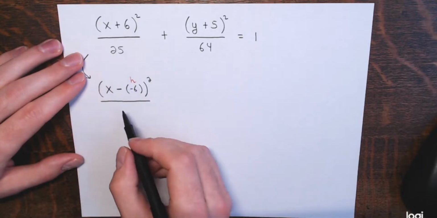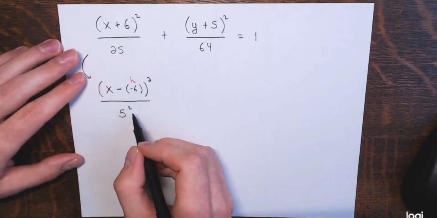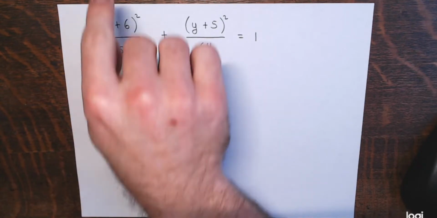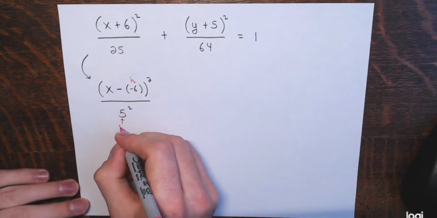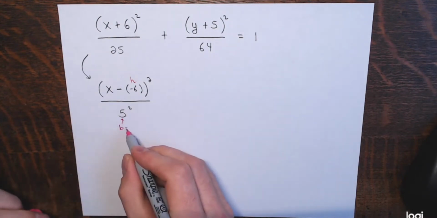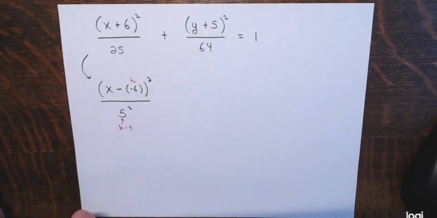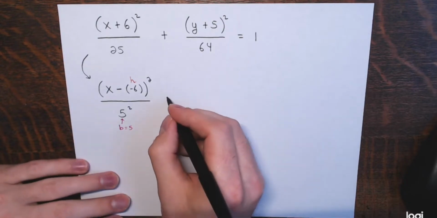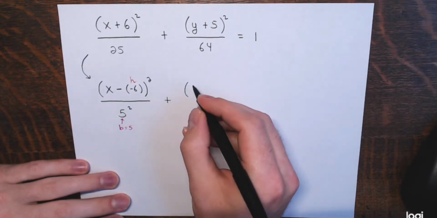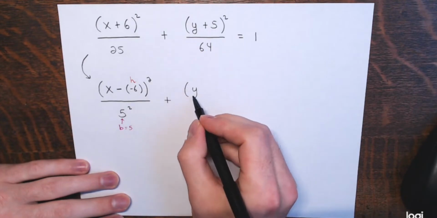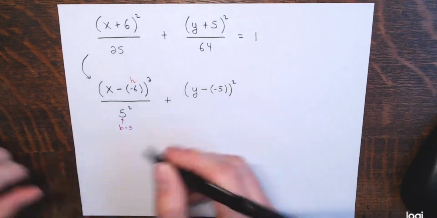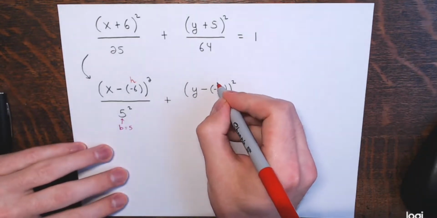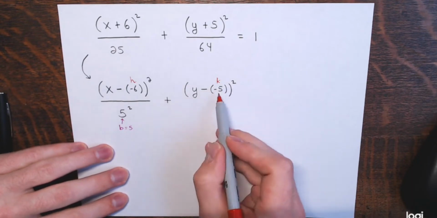25 is 5 squared. And that's the smaller of the two denominators. So the value of b, the smaller one, there's a and b, b is 5. So b is 5, if b squared is 25. Plus, and then we have y plus 5 squared. That's the same thing as y minus negative 5 squared. So the value of k, that y value of the center, sorry, is negative 5.